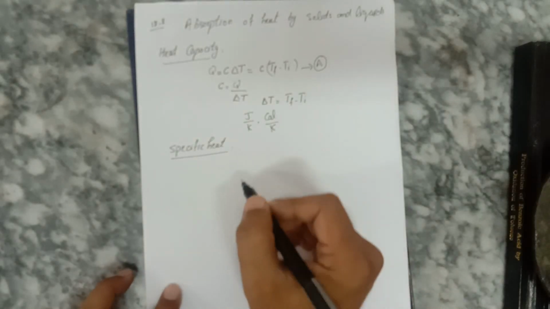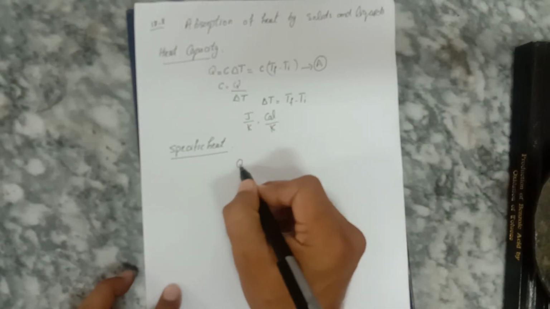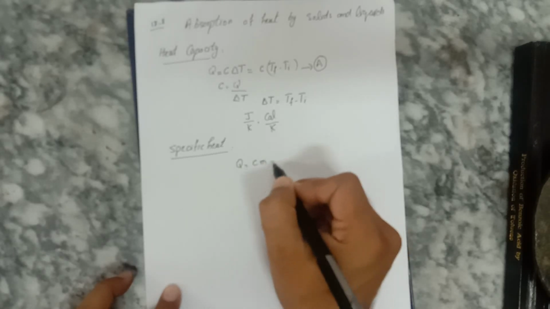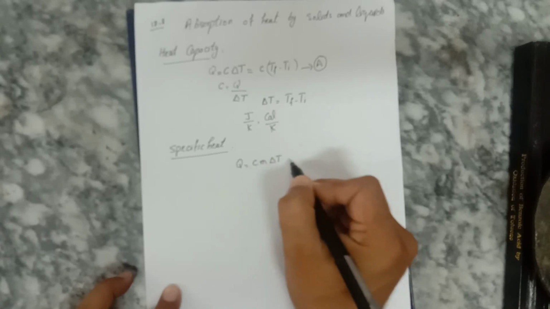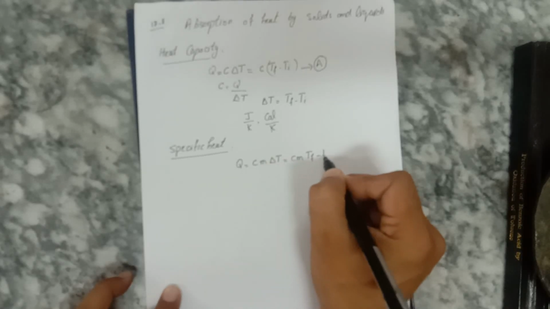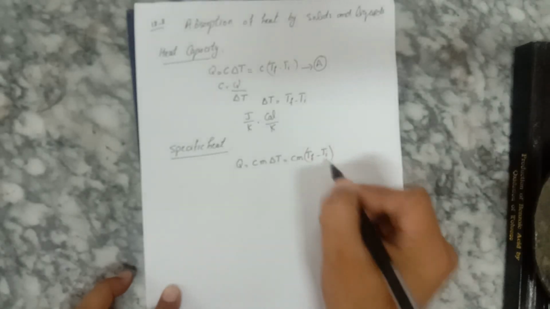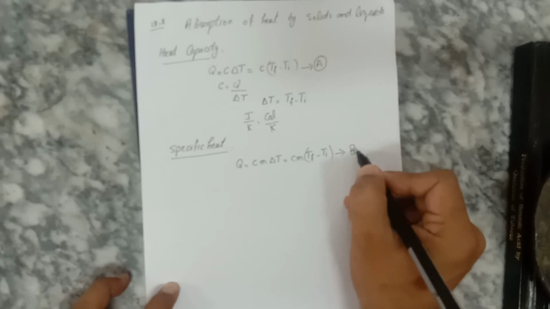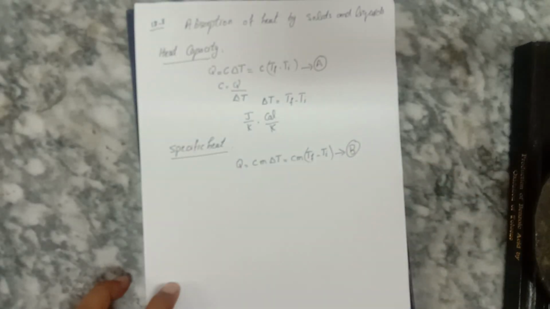So specific heat is given by the relation Q equals C times mass times delta T, where delta T changes from some initial to final temperature. Then this relation would be given like this. Let's call this equation B.